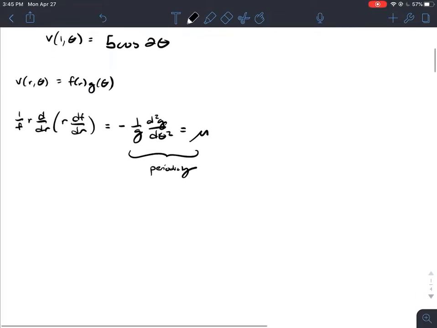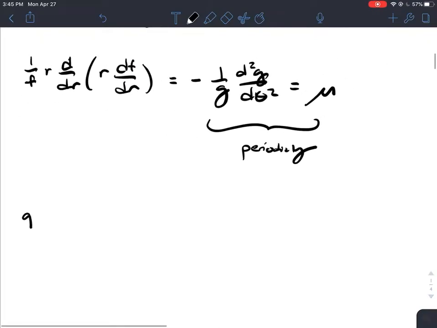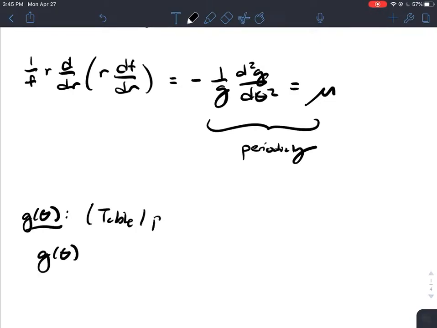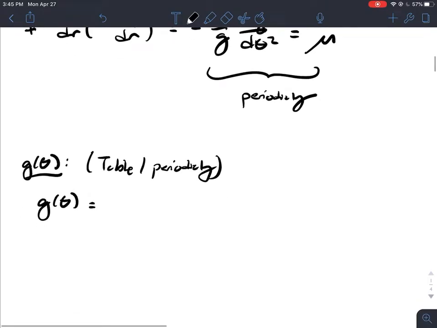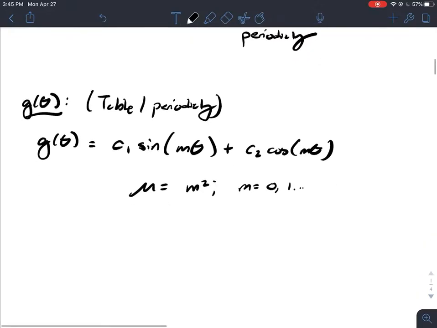Okay, so now let's solve the individual differential equations, because that was a pretty easy separation. So g of theta, in solving for this, is going to lead us to find, so this is from our table, and these are periodicity conditions. So g of theta is just going to be equal to c1 sine m theta plus c2 cosine m theta, where mu is equal to m squared for m equals 0, 1 to infinity. Right, so that's what's nice and easy.